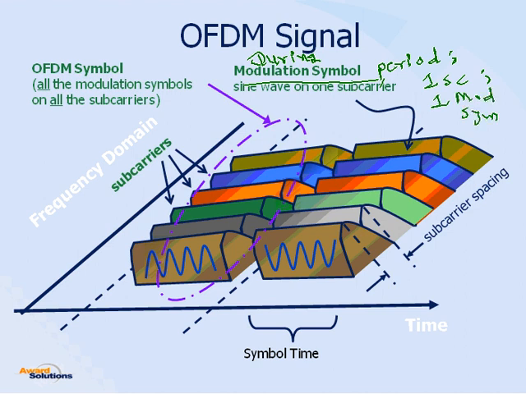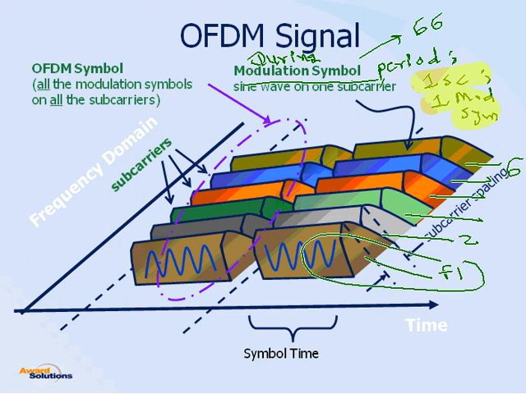So if I have some modulation symbol period which is 66 microseconds, during that time period, one subcarrier will carry one modulation symbol. Okay. So in our example here, we have 1, 2, 3, 4, 5, and 6. We have 6 subcarriers. And one subcarrier will carry one modulation symbol. Another subcarrier, second modulation symbol. And similarly, the last subcarrier will carry the 6th modulation symbol. And we of course know the symbol time is 66 microseconds.